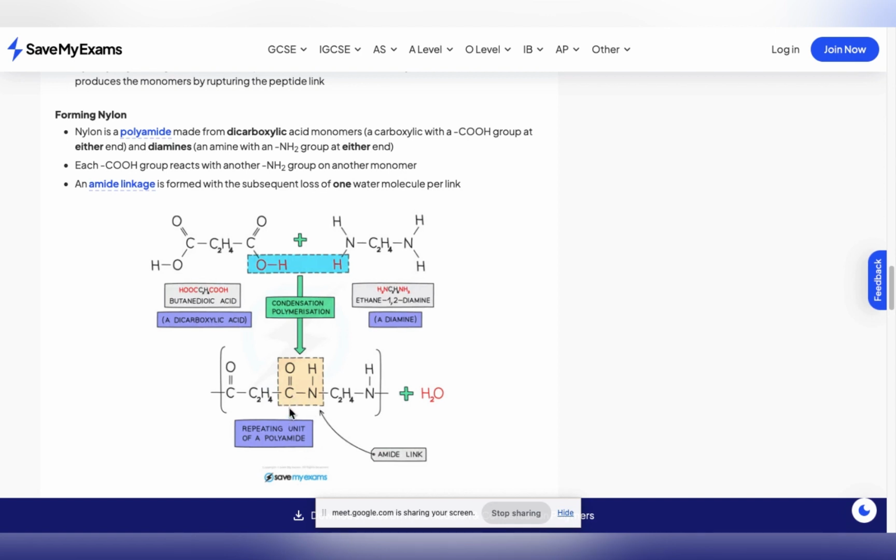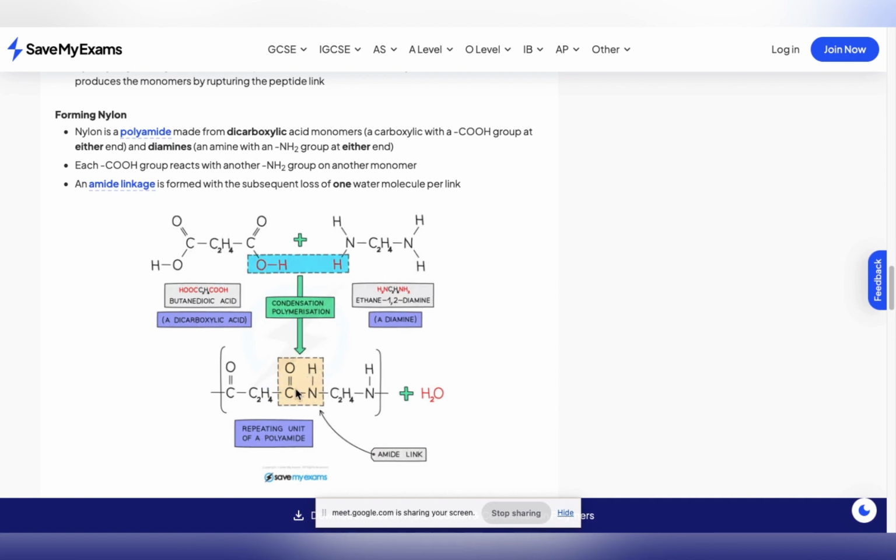So no OH at the bottom here and no H at the bottom of this amine. These two atoms, the OH and the H, have been extracted to form this water. So this is the product that is formed. And this is called an amide linkage. This NH is called an amide linkage.